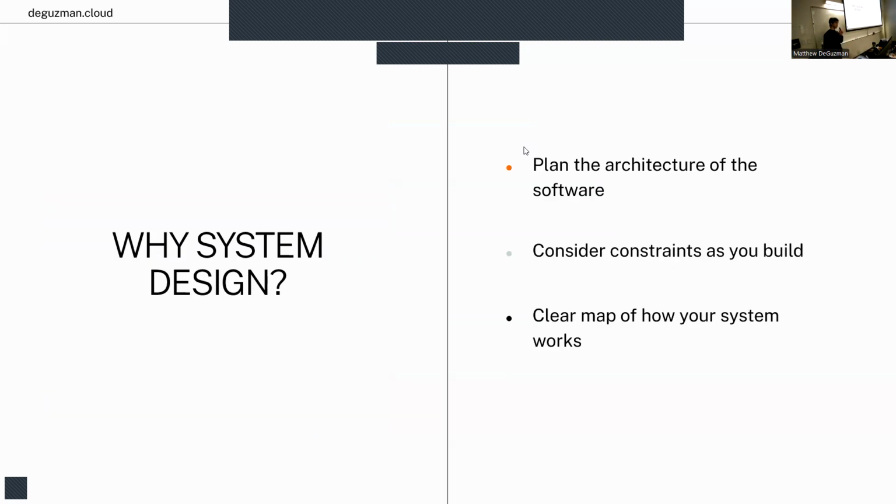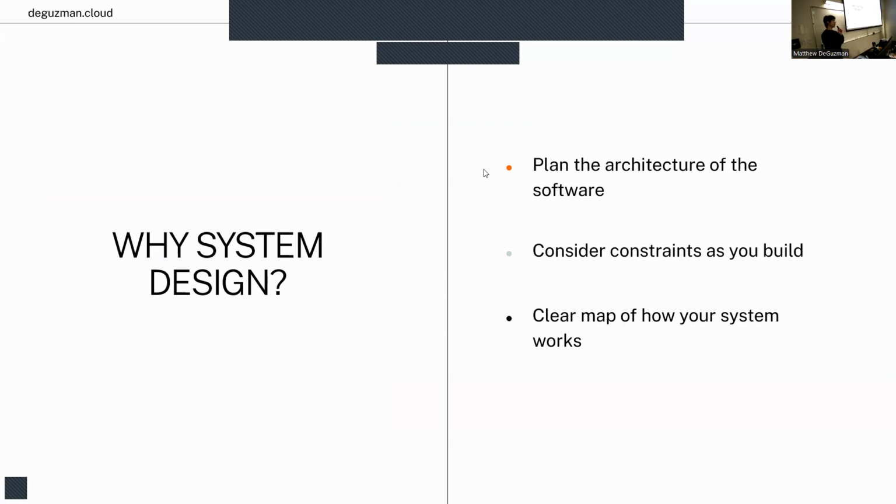This might be pretty obvious, but again, it's always good to ask why. First one is good to plan the architecture of the software. Before you go in and just start coding it up, you're going to want to think about it. So it's always good to architect that, as well as consider the constraints that you have as you build.